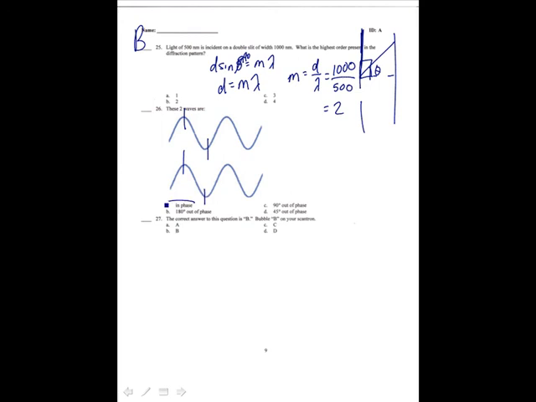Alright, and these two waves, the peaks line up with the peaks and the troughs with the troughs, is in phase. That is A and B.